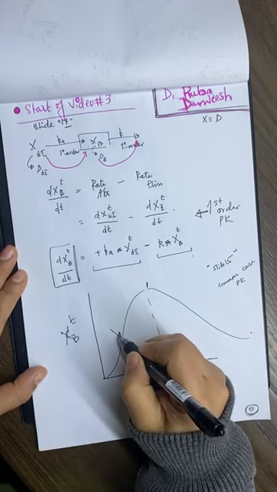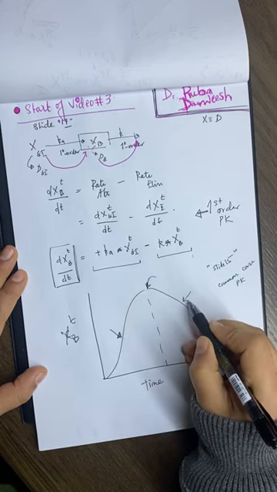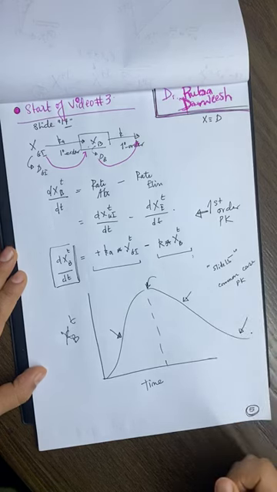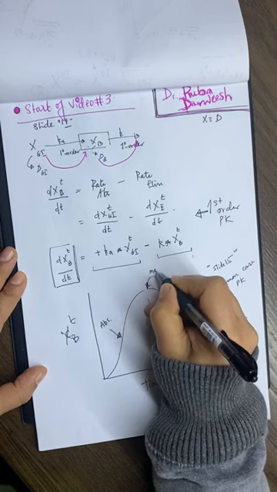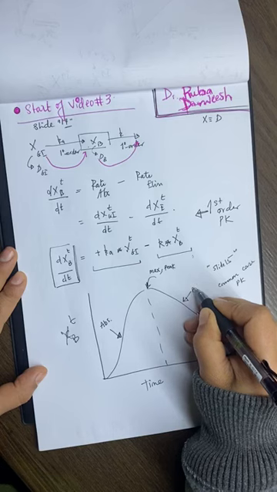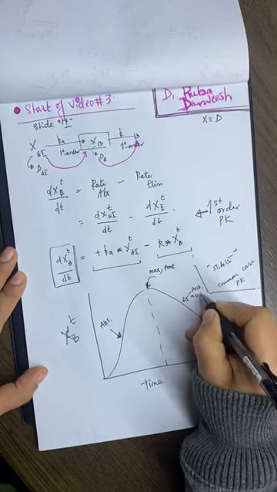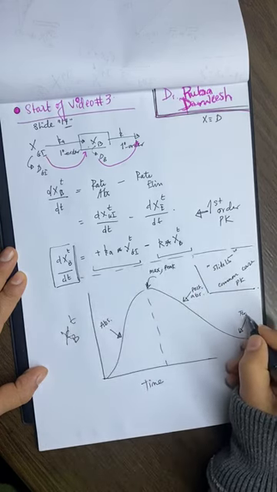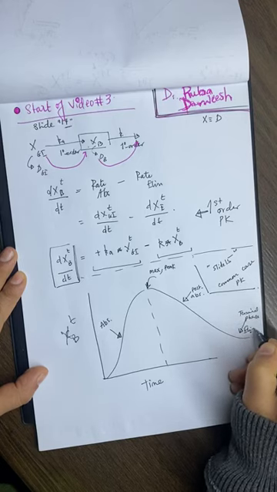Here we said that this is the absorption phase. We have the maximum, we have the post-absorption phase, and we have the terminal phase or the elimination phase, right? Again, absorption phase, maximum or peak, and we have the post-absorption phase, and we have your terminal phase or elimination phase, right?